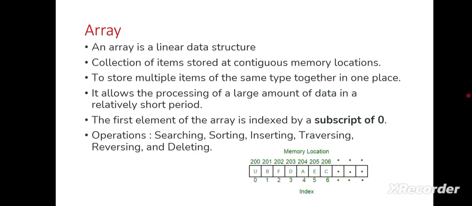Next, we are going to see about the concept of array. An array is a collection of elements stored in contiguous memory locations. All elements in an array are of the same data type, and an array allows easy access to elements using indexing values. Some operations used in the array concept are searching, sorting, inserting, traversing, reversing and deleting. The first element of the array is indexed by the subscript of 0.